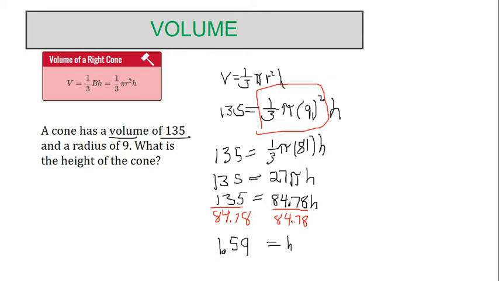So if they really wanted you to leave this answer exact in terms of pi, at this step, I would have divided both sides by 27 pi instead of getting this decimal approximation of 84.78. So I would have had that the height was equal to this. And then you could go ahead and simplify, like reduce this fraction, taking out any common factors in the numerator and the denominator. In this case, they do have a common factor of 3, so you could divide them both by 3.